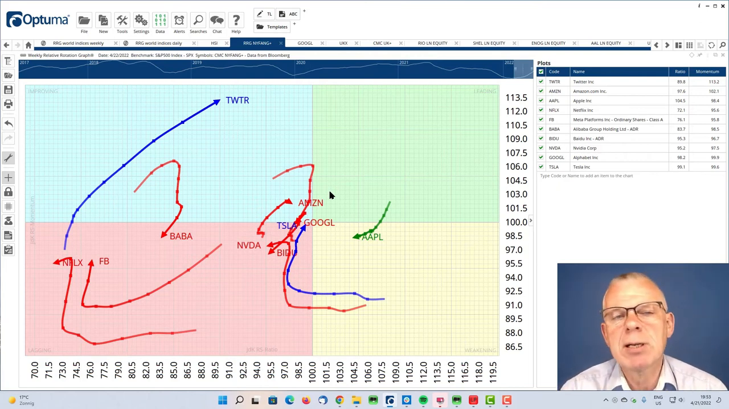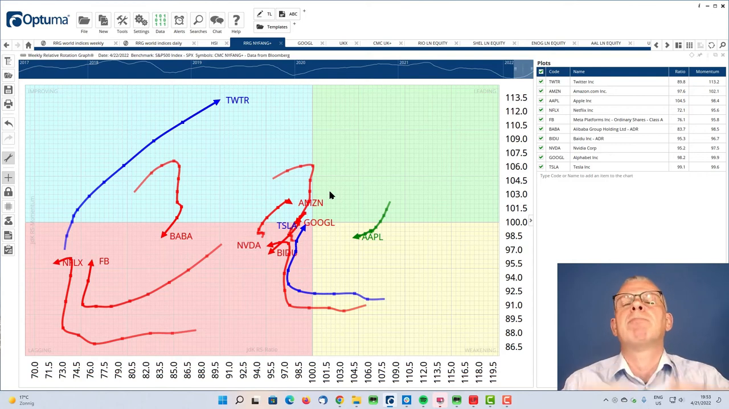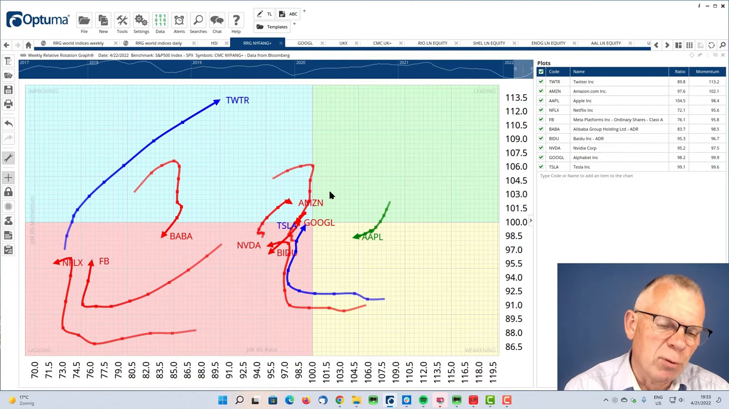But when I look at their individual price charts, I'm not very enthusiastic. I don't think that they show very strong price charts. They're both bouncing, and that makes me a little bit worried about their future performance.